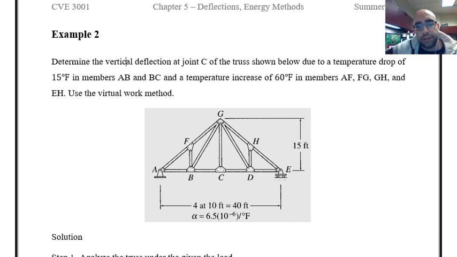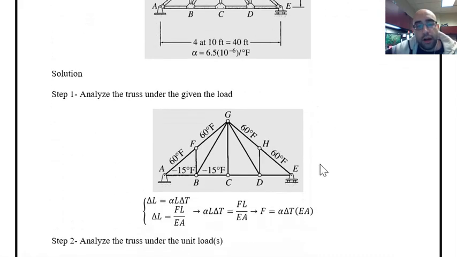So the steps are the same. You have to follow the same procedure that we had. The only thing is that the loading is different for this situation that we have for this truss. At first, I have to analyze the structure or analyze this truss under the given loading, which is the temperature change. I have listed the members that are experiencing the temperature change, and I also included the amount of change that we have in the temperature for each of these members that are listed in the problem.